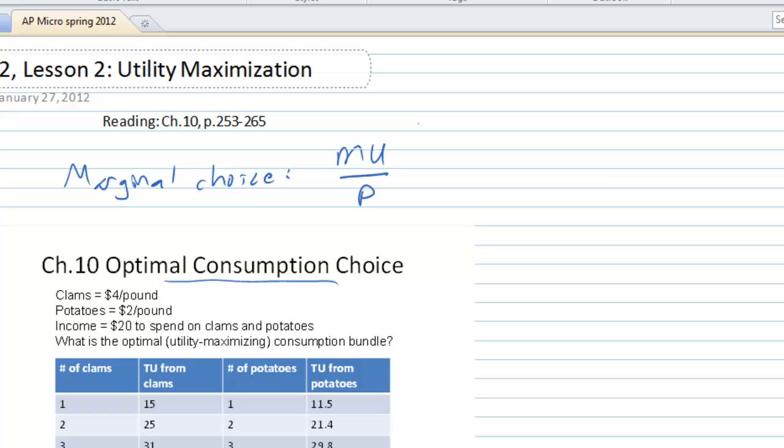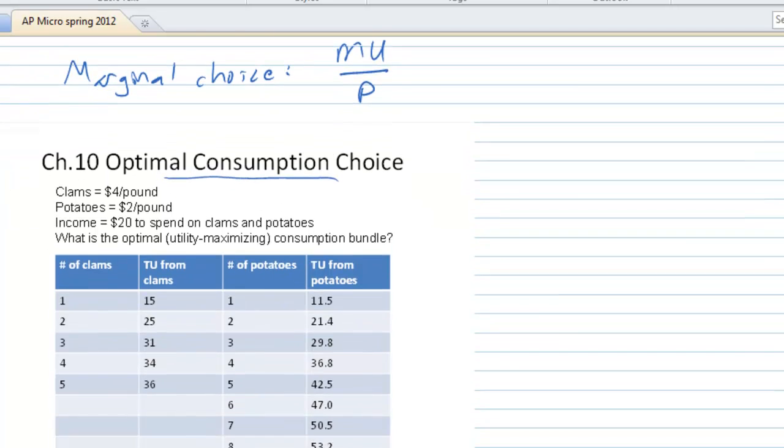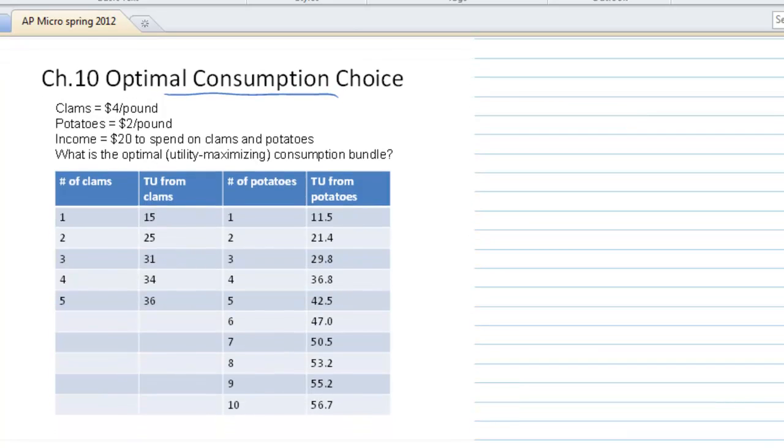Anyway, the MU over P rule is what we're going to use to solve these problems where you're given a couple different goods. And so you're asked, what is the optimal utility maximizing consumption bundle, meaning combination of these two goods, which meets your budget limit? So assume with all these problems that you want to fill out your budget by as much as you can, given your income constraint. And so we're given here $20. Say we're going to spend $20, and this is the one given from the book.